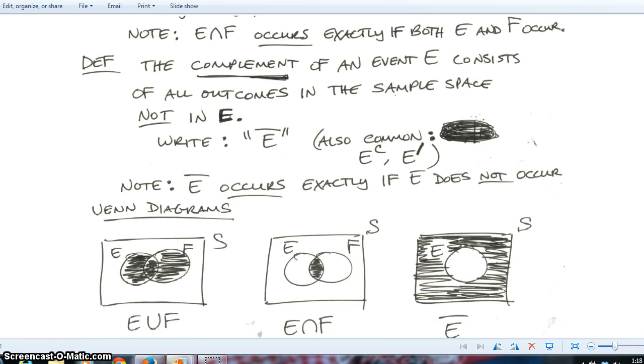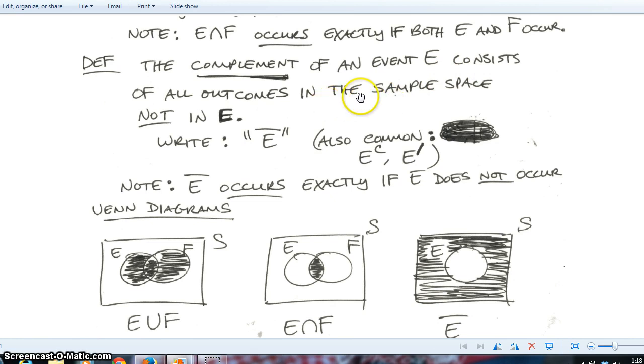Finally, the complement of an event consists of all the outcomes in the sample space that are not in E. So it's really important that you keep in mind which sample space you're in. You can't just talk about the absolute complement without reference to some kind of, in set theory you call it a universal set. But here it's the sample space, so we're talking about the complement relative to the sample space.